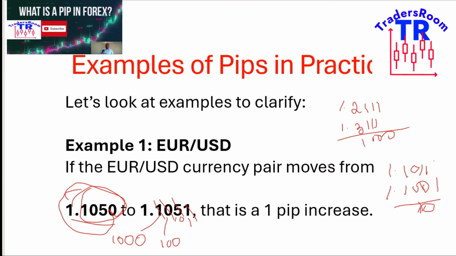But the example we are showing is only for other pairs that do not include the Japanese yen.